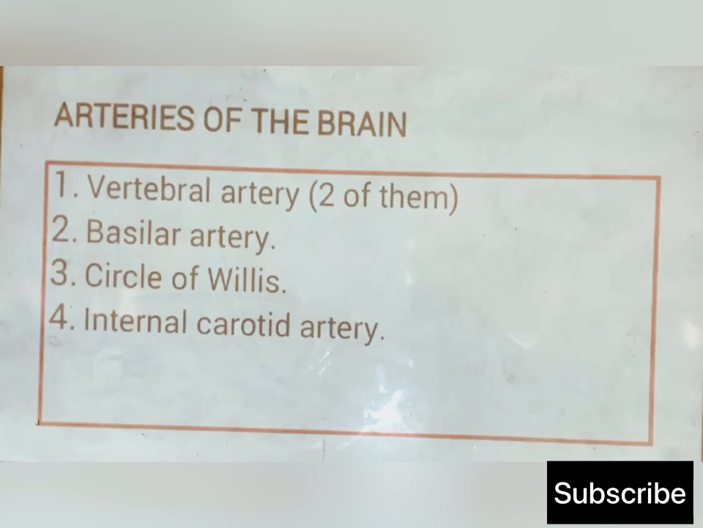Now I'm going to discuss the arteries of the brain. The arteries of the brain actually come from two important sources. The first source is what we call the vertebral artery. These vertebral arteries are two, one from the left side of the body and one from the right side of the body. So there are two vertebral arteries coming from the arch of the aorta, and then they come towards the brain before they finally unite.